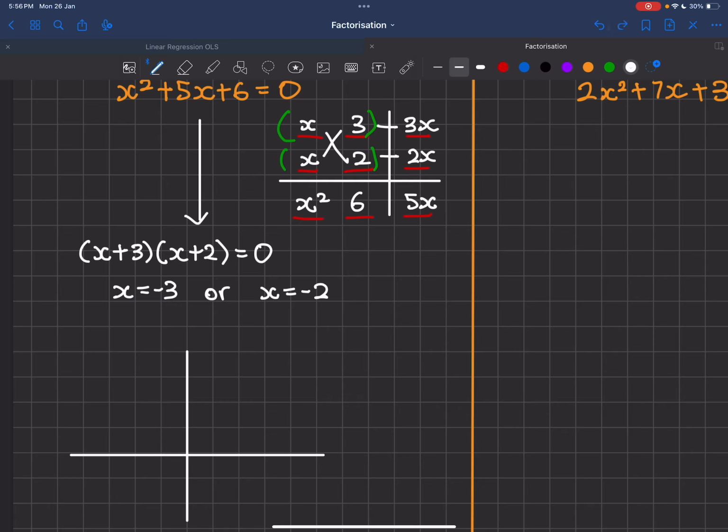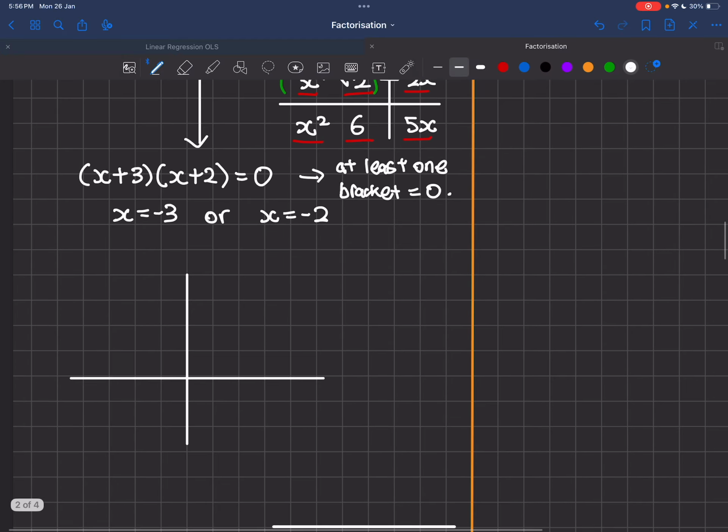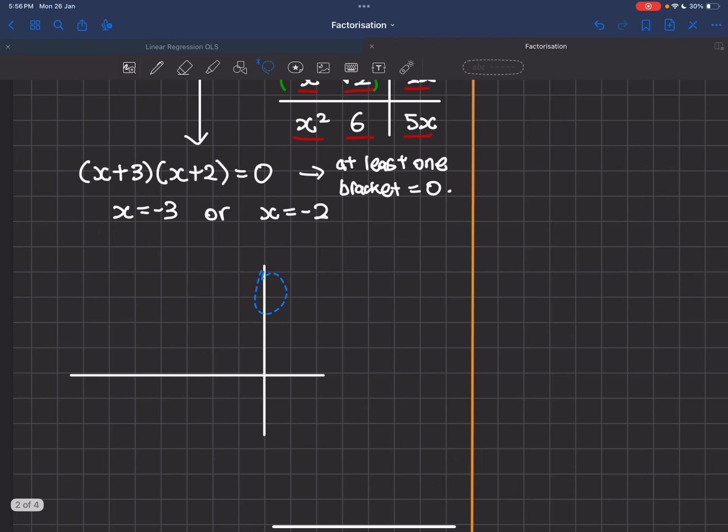Similarly for negative 2, if we were to sub negative 2 here, this thing would be 0. This thing doesn't matter. So the logic here is at least one bracket equals 0. So now we have our two x values. X is negative 3 or x is negative 2, correct?